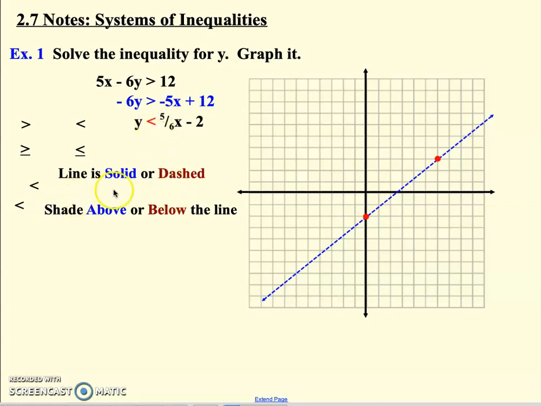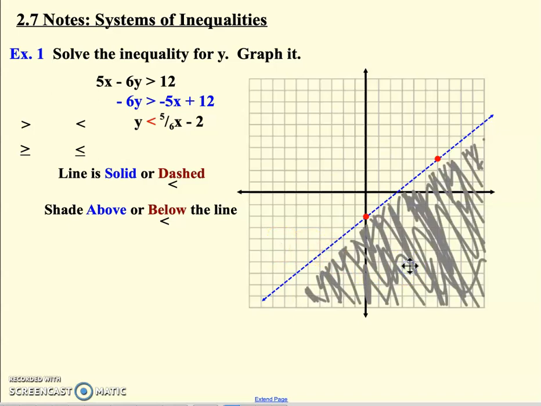Now, some things to pay attention to. Why is it dashed? Because of my inequality symbol again. No equal to symbol, that refers to dashed. Less than, as I read this left to right, this says y is less than. So less than would correspond to below. We don't really need to test points like we did in the first slide. That's certainly okay, but after you get used to the visual aspect of it, we get used to saying that less than is below and greater than is above. So when I go to shade this, I'm going to shade below.